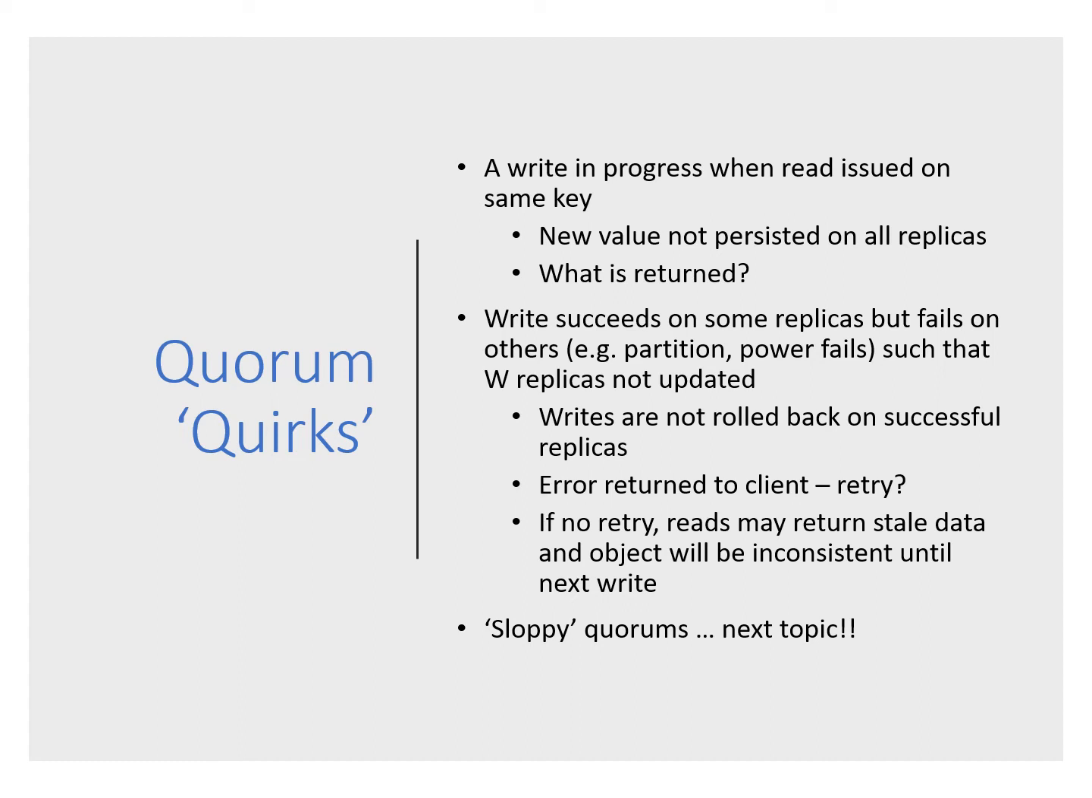So we could return an error to the client, which could retry the update. But if there's no retry, then reads may return stale data because the object is not consistent across all replicas because one's not available. There's a solution to this. It's known as sloppy quorums or hinted handoffs, and let's talk about those soon.